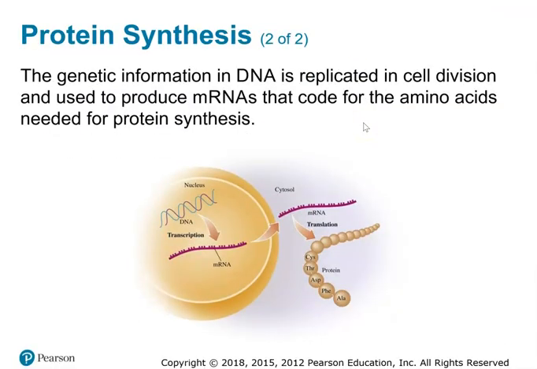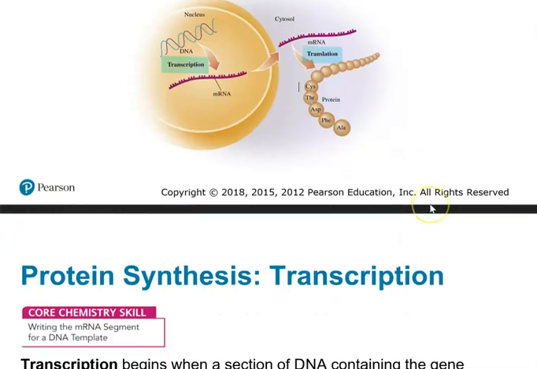So this shows you 2 steps here. You have transcription that happens in the nucleus, and then translation that happens in the cytoplasm by means of ribosomes. Basically, the whole idea is to carry the information by mRNA and then interpret it using tRNAs to make a protein.